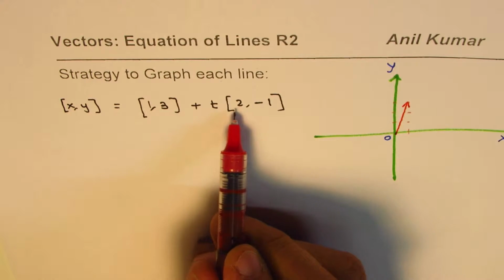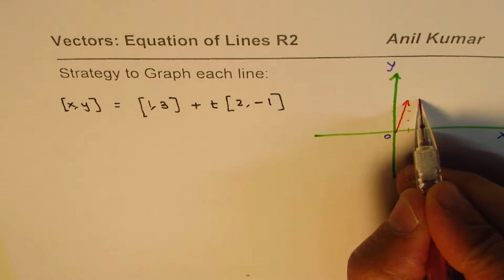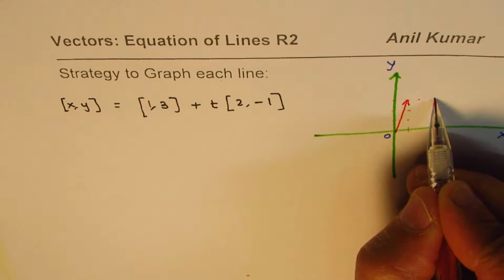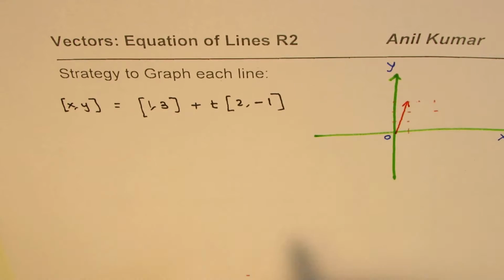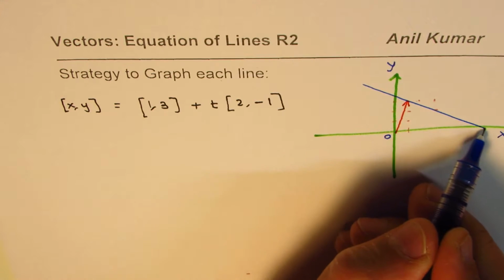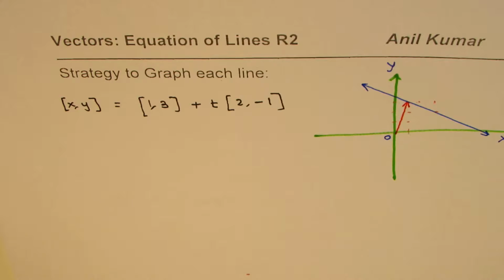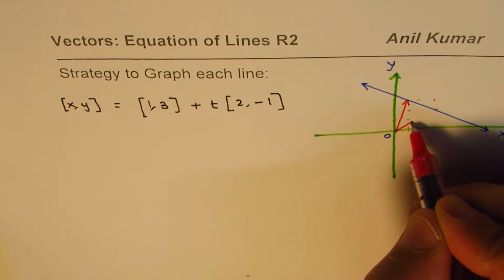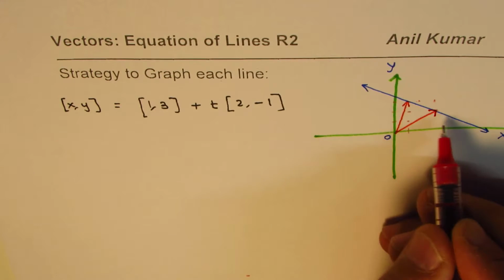If t is 1, you get the next point, and the direction given to you is 2, minus 1. So move 2 units, 1 and 1, 2, and minus 1 means 1 unit down. So that is 2, 1. Once you do that, you can join these, and your line will be like this. So we get this second position, and we got these two positions.